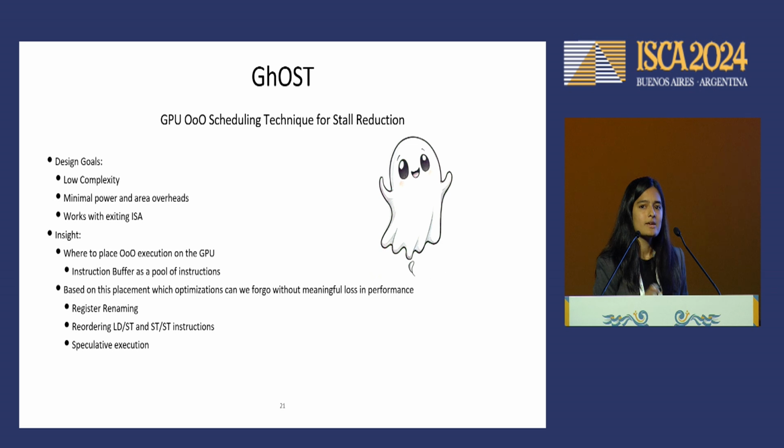So the key insight of Ghost is that if you use the instruction buffer as the place of doing GPU out-of-order execution, you can basically remove register renaming, reordering of loads and stores, and speculation, while getting significant performance improvements. And yes, you can ask me, all right, Ishita, you took away everything, and you gave us this very lightweight structure. What does it give you? So the thing is, ghosts don't occupy space, but you sure as heck will feel their presence. And how we do this is because we deeply studied the GPU microarchitecture and GPU applications and applied this knowledge together. So let's see where we actually implement Ghost.